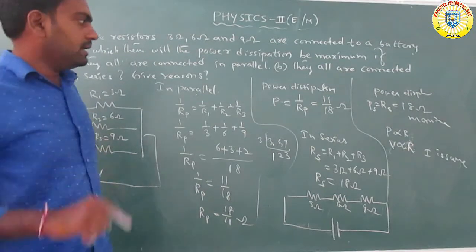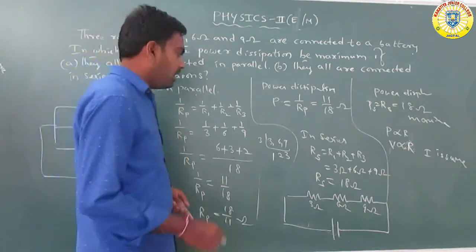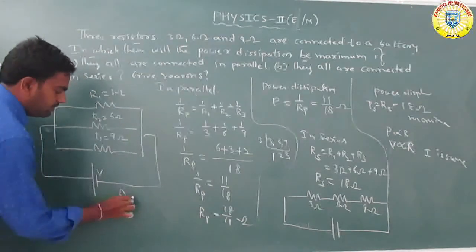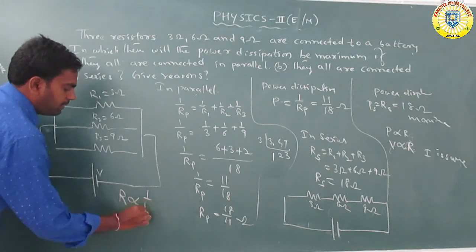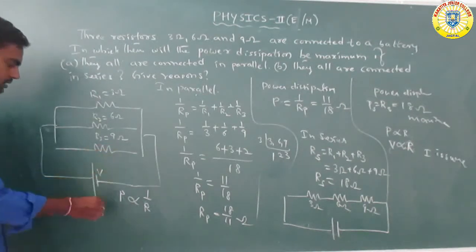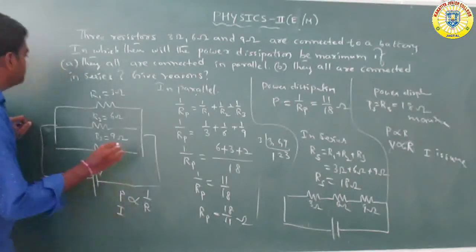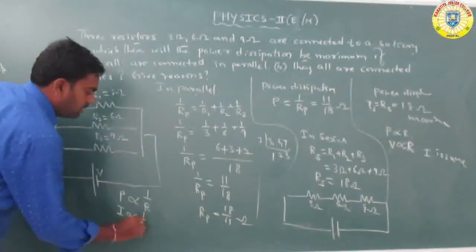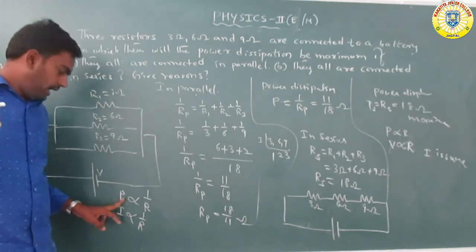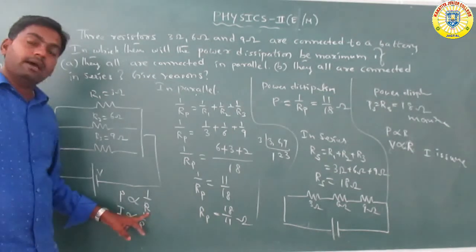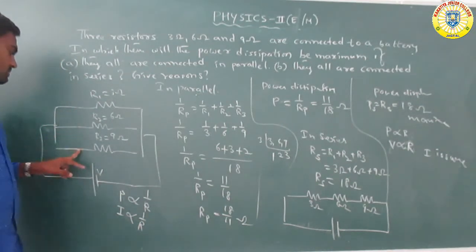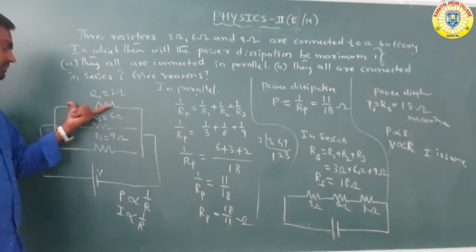Got it? But comparing with the parallel combination, in a parallel combination P is inversely proportional to R, that is, proportional to 1 by R, and the current I is also inversely proportional, proportional to 1 by R. So in a parallel combination, the power dissipation and the current are inversely proportional to resistance. But here the potential difference across each resistor is equal.